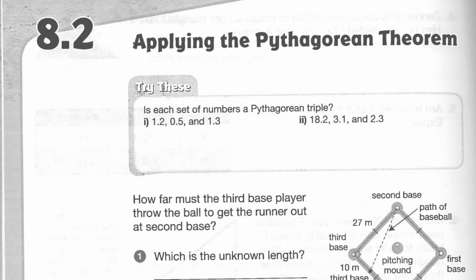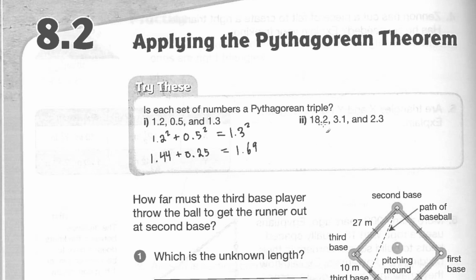So the first one here, we have 1.2 and 0.5 and 1.3. So if this is a Pythagorean triple, 1.2 squared plus 0.5 squared is going to be equal to 1.3 squared. 1.2 squared is equal to 1.44. And 0.5 squared is equal to 0.25. 1.3 squared is equal to 1.69, and indeed, 1.44 plus 0.25 is equal to 1.69.